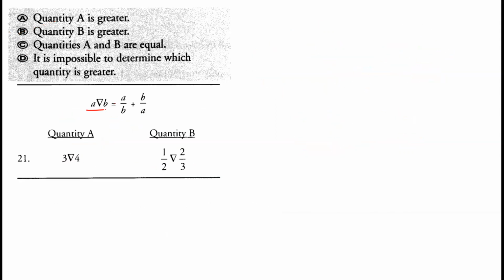Now we have this expression: A inverse triangle B is A over B plus B over A. So this would be 3 over 4 plus 4 over 3. So this will become what? If we take the LCM, it would be 12. So 4 3s are 12, 3 4s are 16. So this would be 25 over 12.